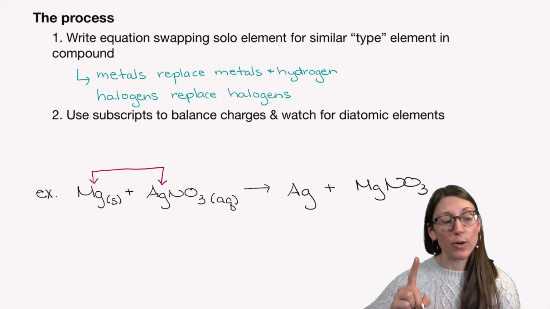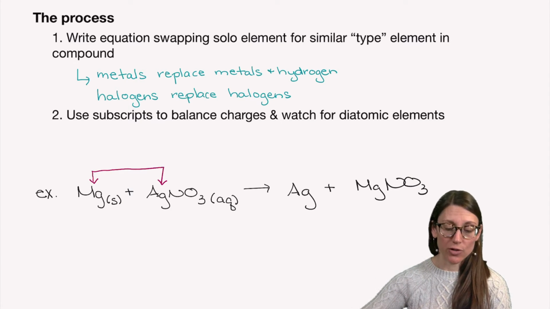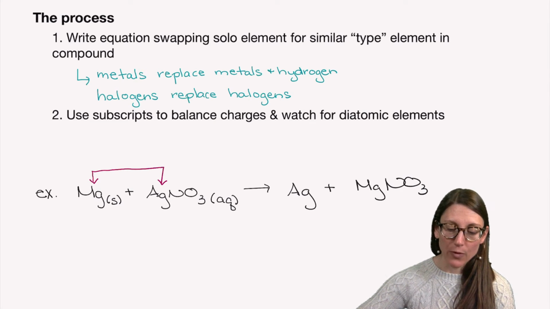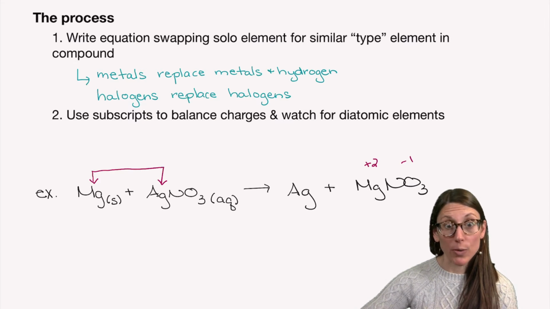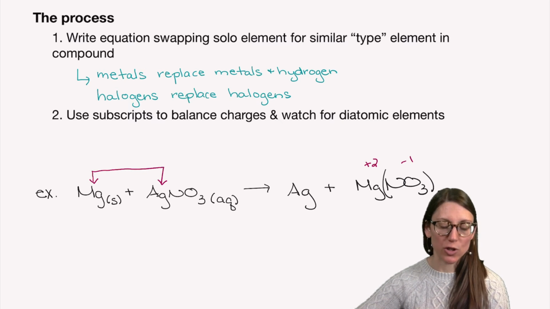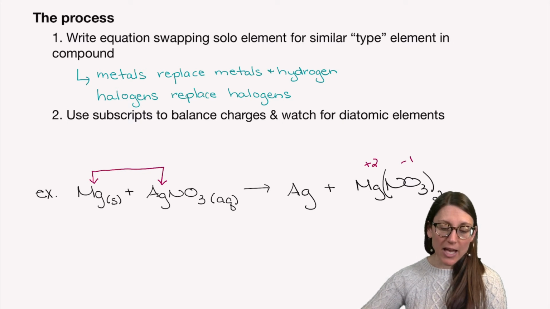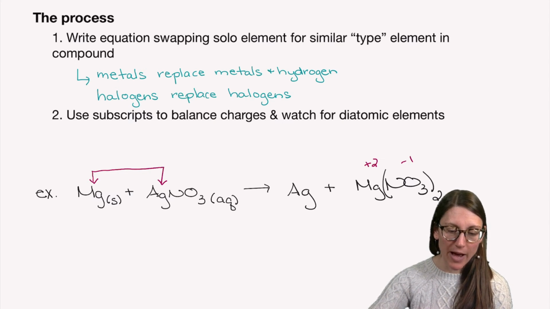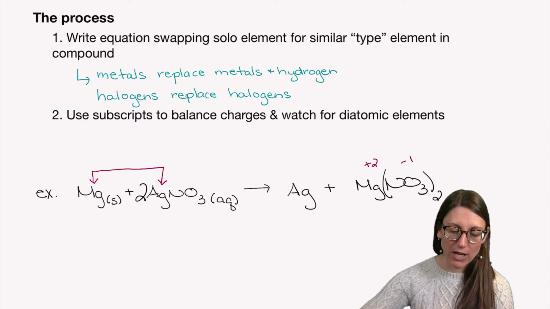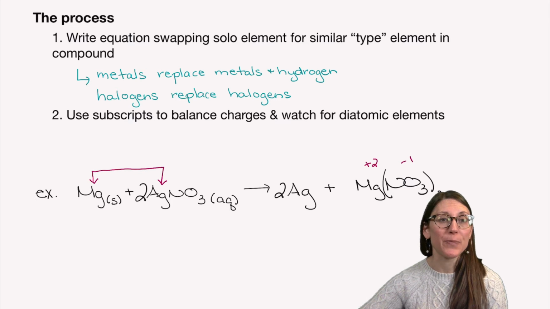Now, at this point, you must check your charges for things in the compound. Magnesium, if you look at the periodic table, forms a +2 charge. Nitrate, you know, is -1. So you're going to need to add a subscript for the 2 nitrates. And then you need to balance this equation because it's not balanced because of that nitrate. So we'll come in, we'll tack a 2 in front of the silver nitrate and a 2 in front of the silver. And there I have a completed single replacement reaction.